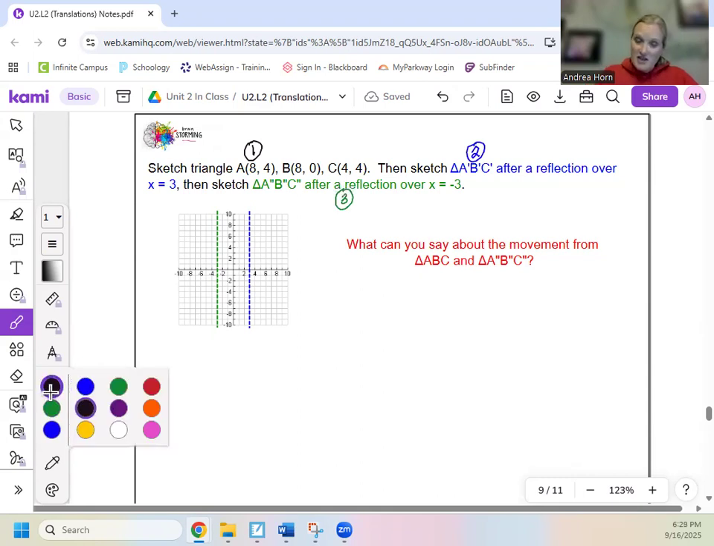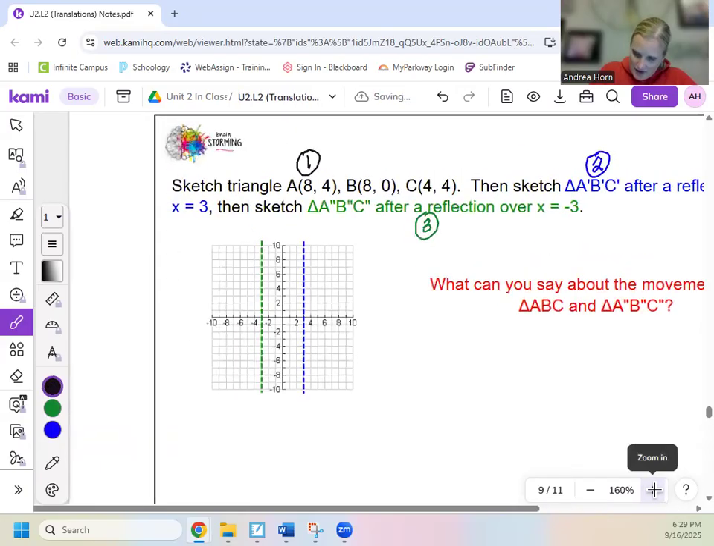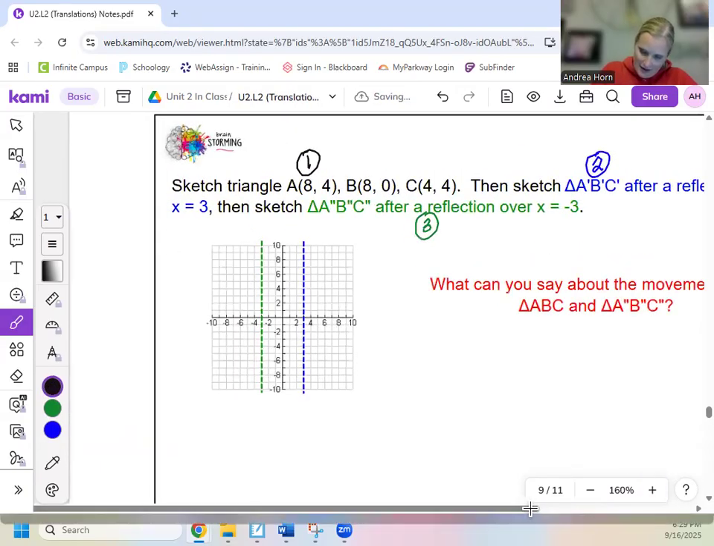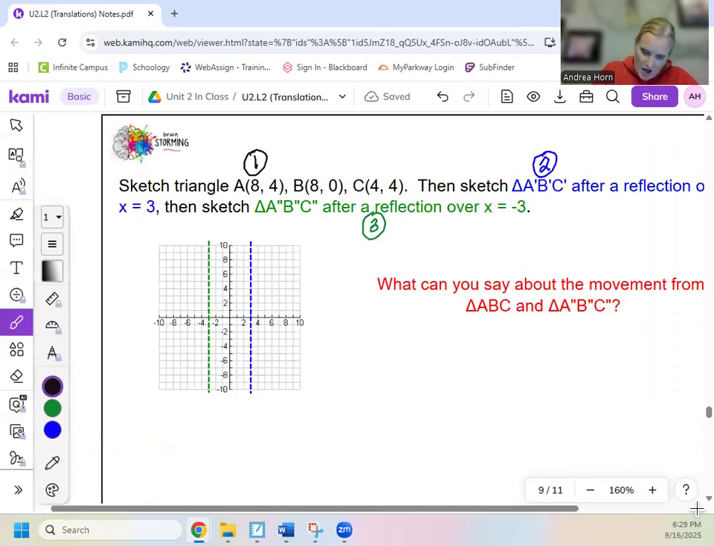Okay, so hopefully you've had a chance to do this, so let's do this together. I'm going to zoom this in so that I can look at my graph a little bit easier. A is 8, 4, so 8, 4 would go here. B is 8, 0. It's important for us always to be labeling our points so we know where everything is. And C is 4, 4. So I have a nice, pretty right triangle, right?